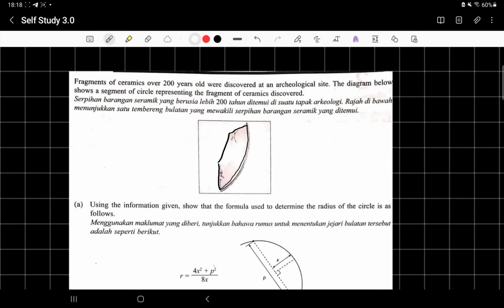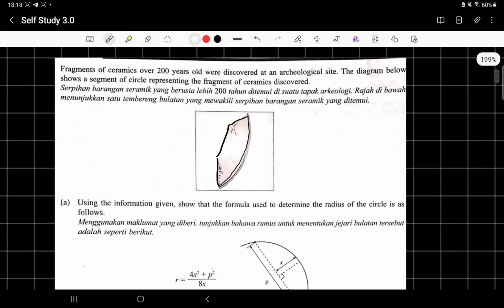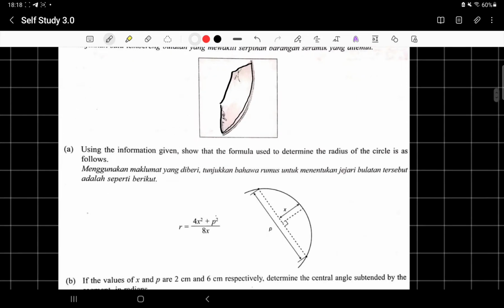So basically, the question states that fragments of ceramics over 200 years old were discovered at an archaeological site. The diagram below shows a segment of a circle representing the fragment of ceramics discovered. So basically they found something underground and are trying to find a measurement. They sketch a really good diagram, but remember we can't just say that this diagram is a semicircle. It's not a semicircle. Using the information given, the formula used to determine the radius of the circle is as follows. So basically they gave us this shape.